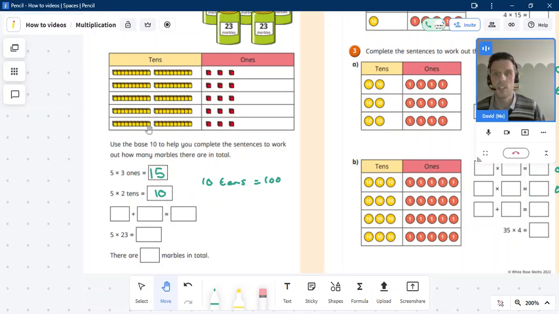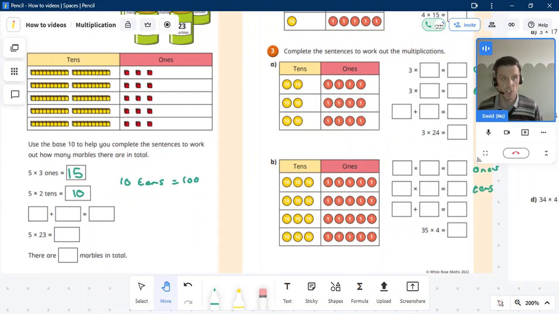So we've got 5 times 3 ones is 15, and 5 times 2 tens is 10. So 5 times 2 is 10. But we've got to remember that the value of those tens is 100. So use those figures to go through question 1. Pause here to complete the question. Okay, moving on to page 2.